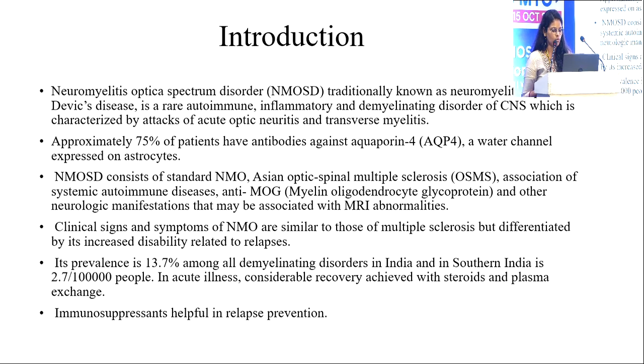Clinical signs and symptoms of NMO are similar to those of multiple sclerosis but differentiated by its increased disability related to relapses. Its prevalence is 13.7% among all demyelinating disorders in India, and in southern India it is 2.7 per 1 lakh people. In acute illness, considerable recovery is achieved with steroids and plasma exchange. Immunosuppressants are helpful in relapse prevention.